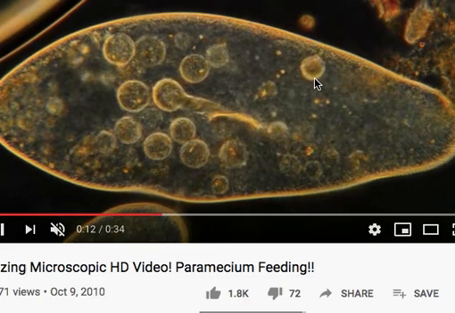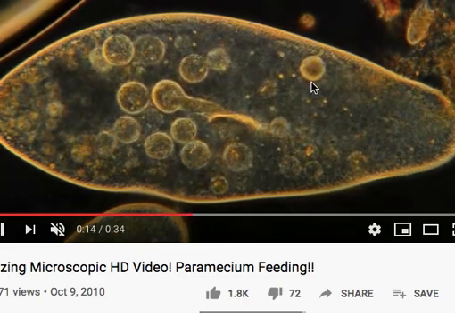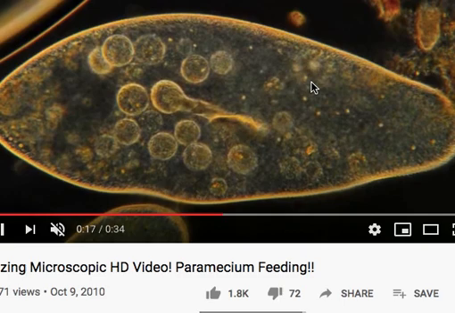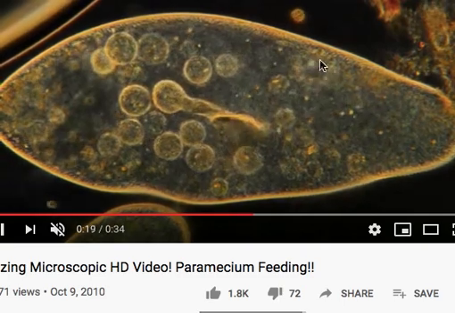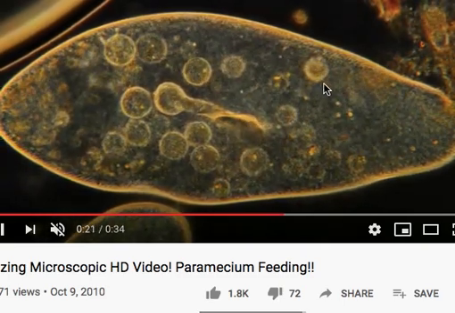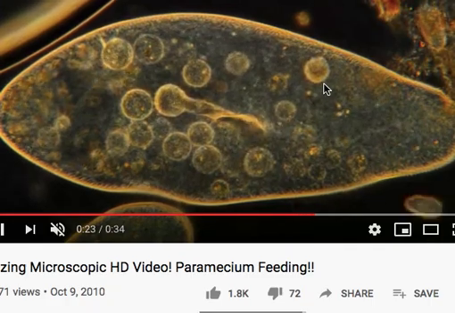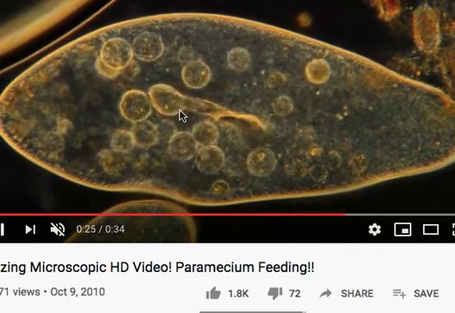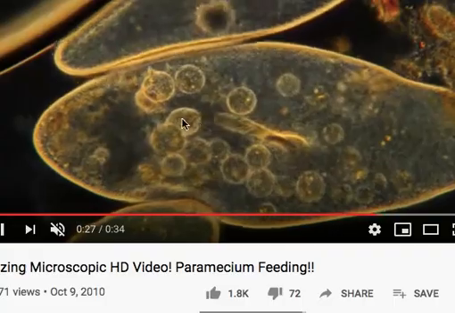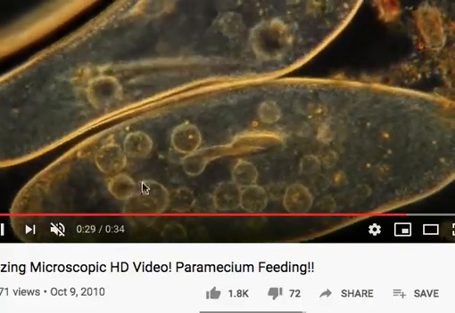This is a single-celled organism. It does not have an organ because its whole body is one cell. So a contractile vacuole works like a human bladder. And right there, there goes a food vacuole that was just made.